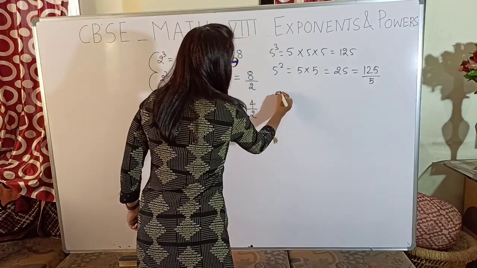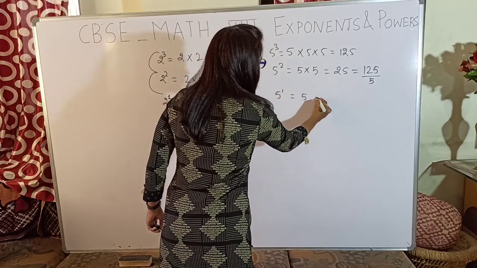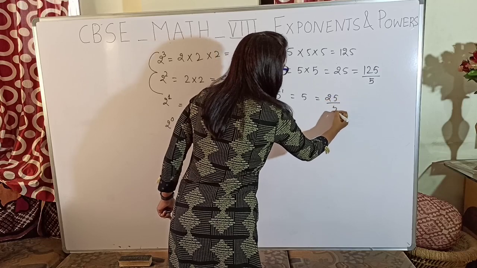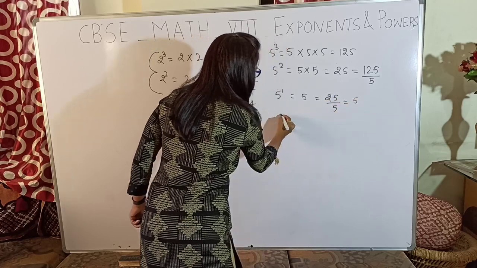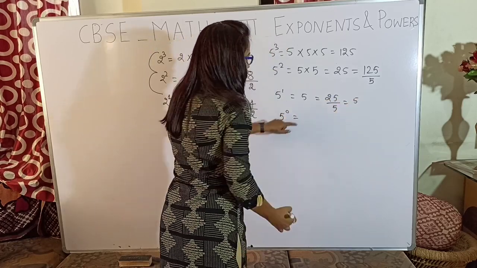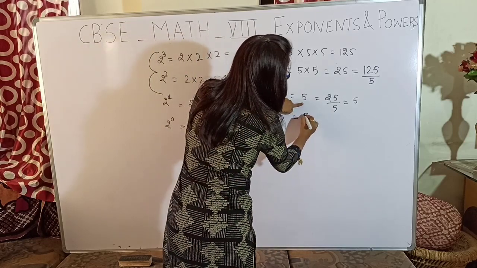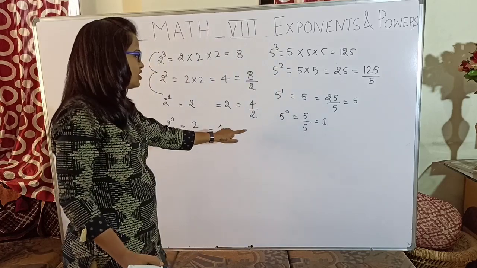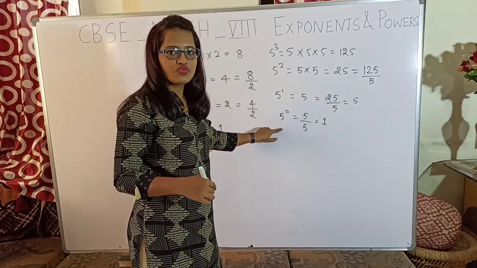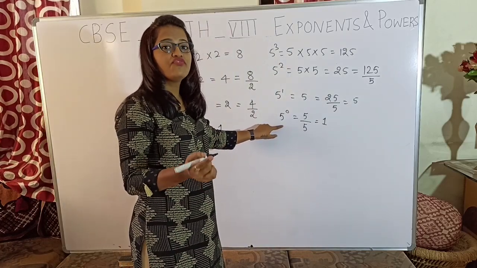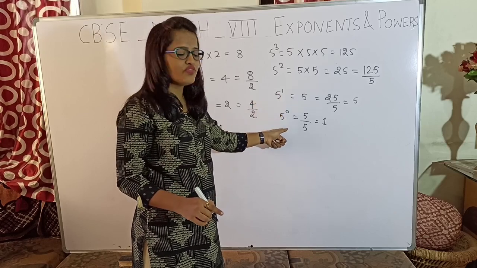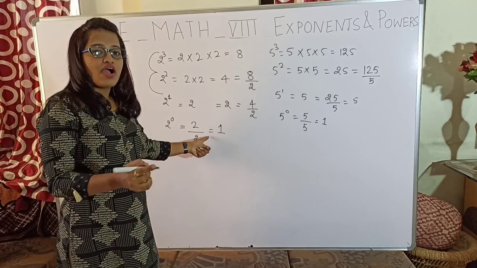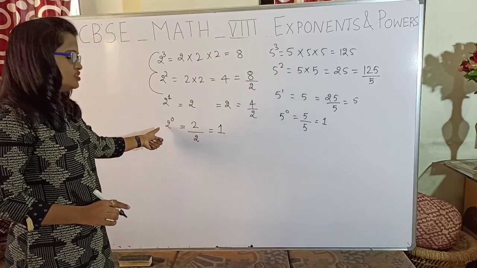Similarly, 5 raised to 1, so 1 time 5. How do I get 1 time 5? The previous value divided by 5. So I get 5. Similarly, 5 raised to 0. Whatever is the previous value divided by 5, and you get the value. So here also each next value is 1/5 of the previous one. Why 1/5? Because the base is 5. And here each next value is half of the previous one. Why? Because the base is 2.